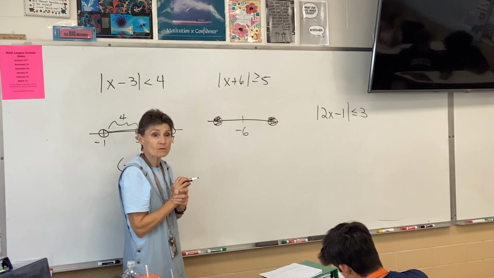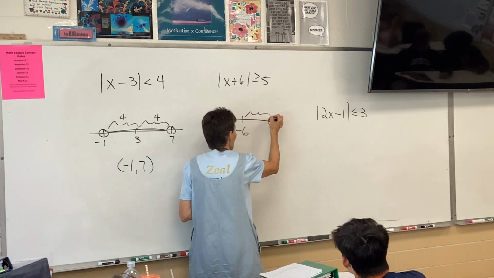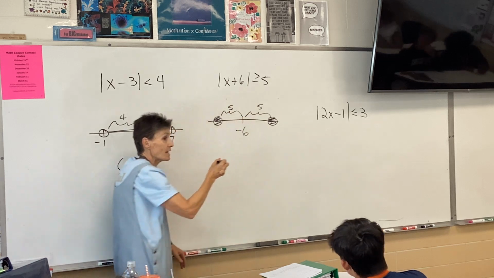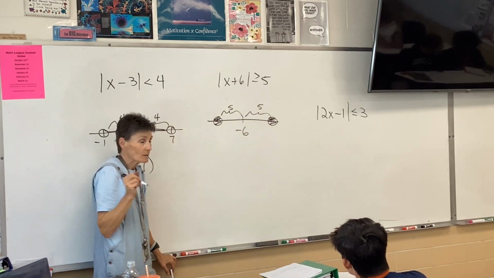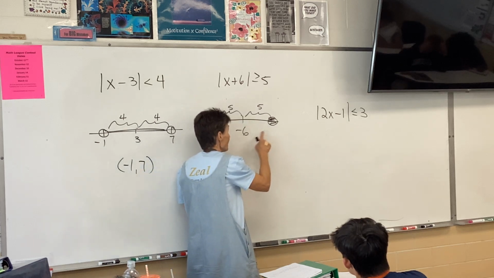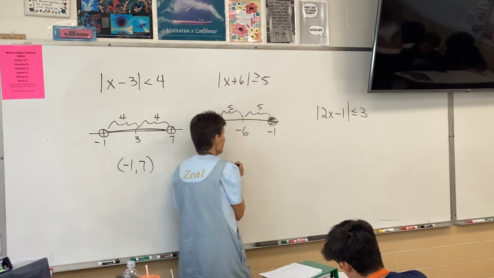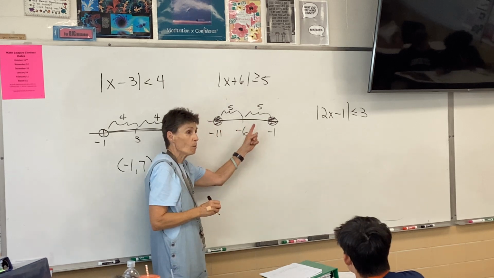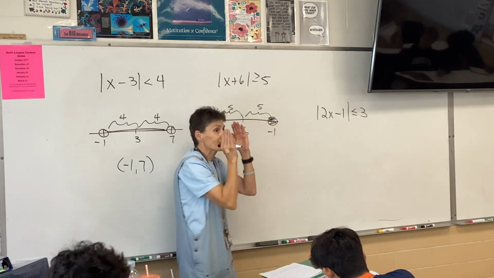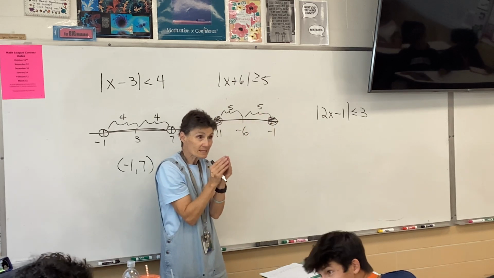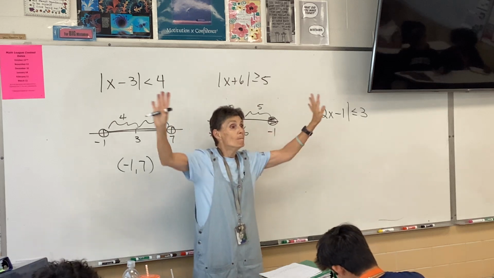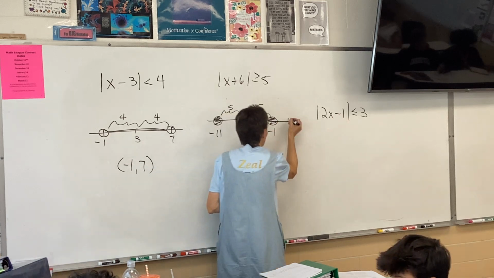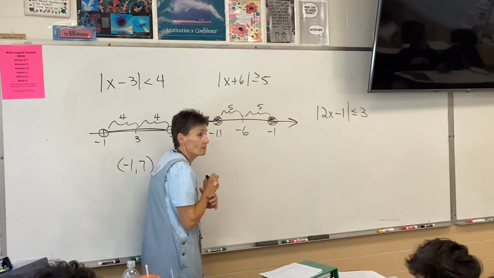And to figure out where those dots go, I'm going to count that many. So I'm going to count ahead 5 and back 5. So where will I be if I count ahead 5? Negative 1. And how about back 5? Negative 11. Now those 2 points are where I am exactly 5. This time I want to be more than 5, further away than 5. So I'm going to shade out here and out here.